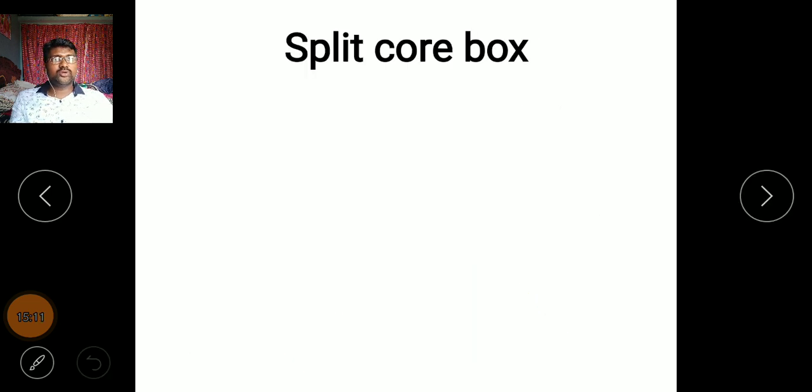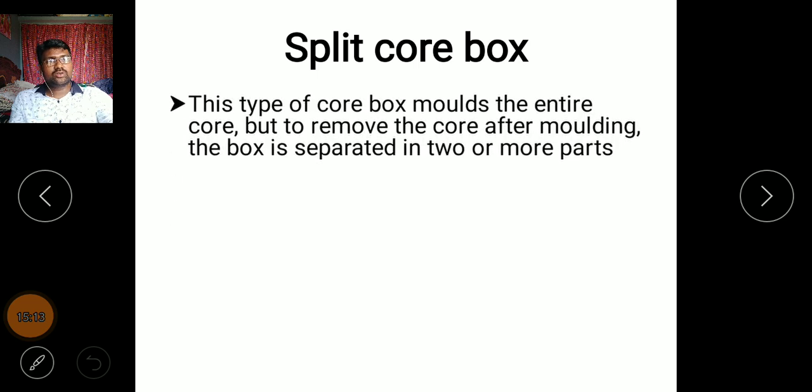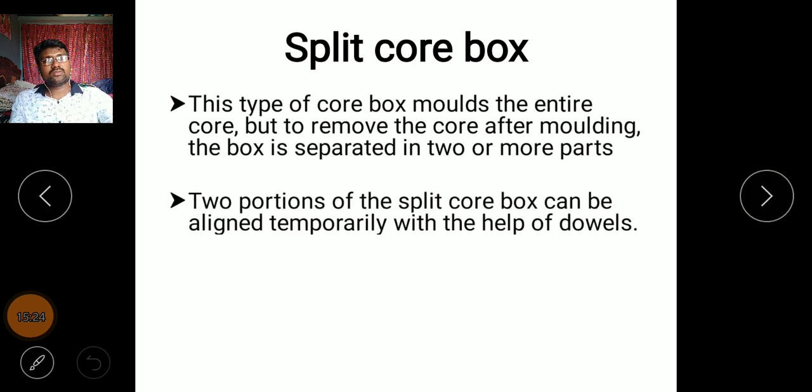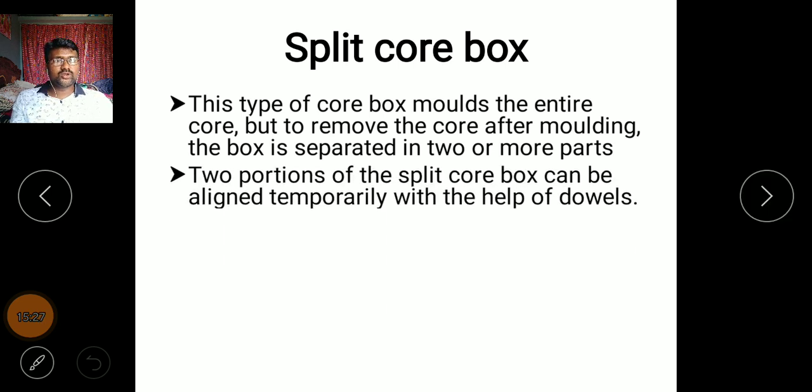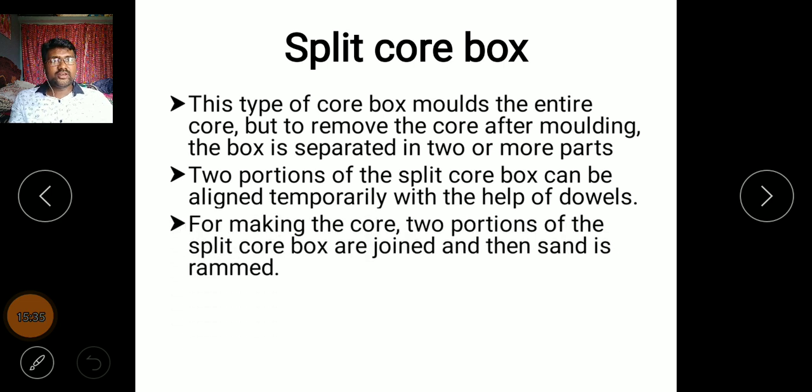Next, coming to split core box. In the split core box, this type of core box molds the entire core, but to remove the core after molding, the box is separated into two or more parts. Here, the two portions of the split core box can be aligned temporarily with the help of dowel pins. As in the molding process, it is also the same for making the core. Two portions of the split core box are joined, filled with sand, then rammed.